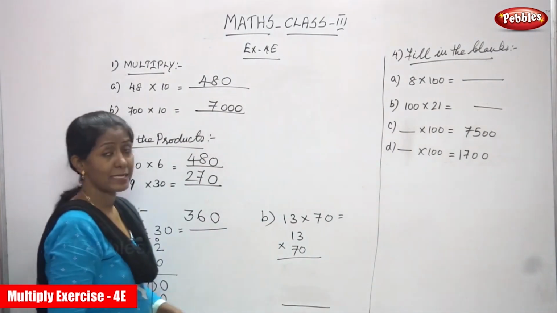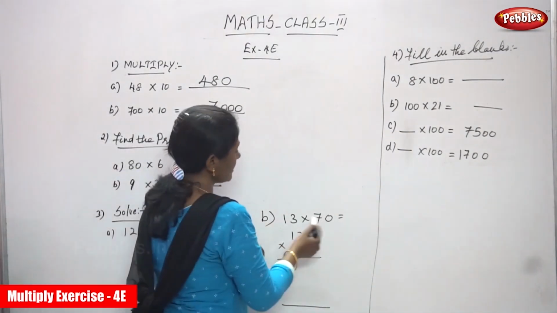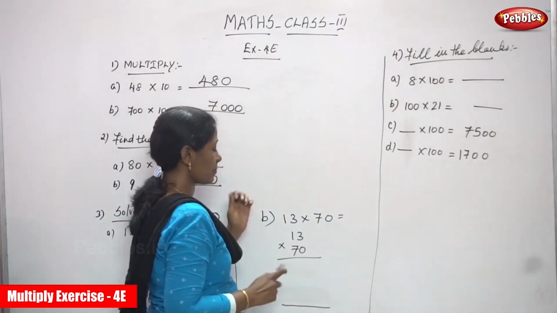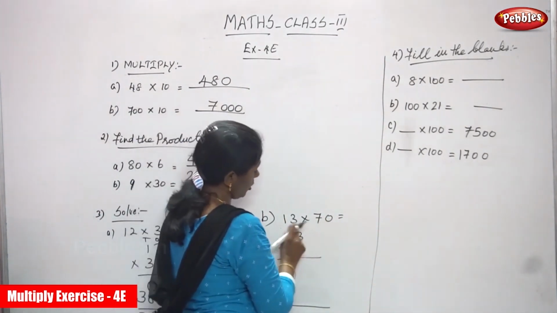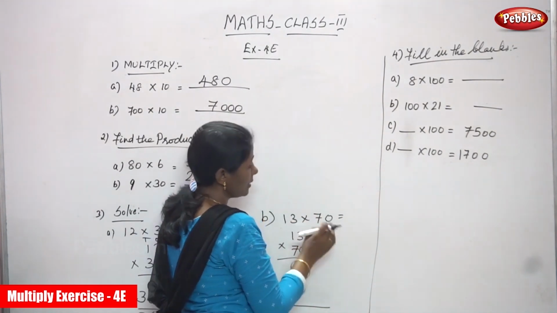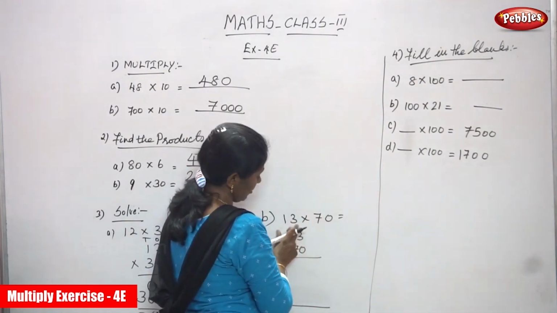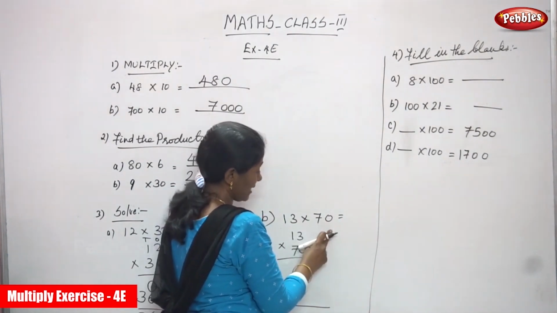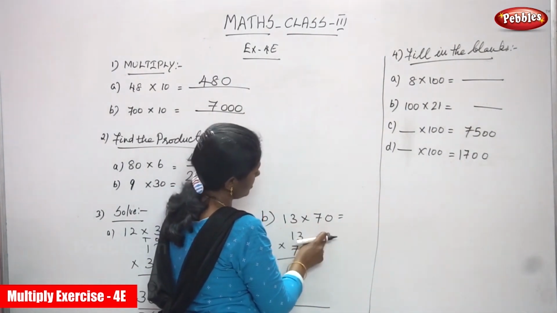So now we are going to see the second sum, that is B sum. 13 into 70. You know that very well. First you must multiply the, you must see the numbers first. 13 into 70. 70 means 7 tens, 7 into 10. So 13 into 70.